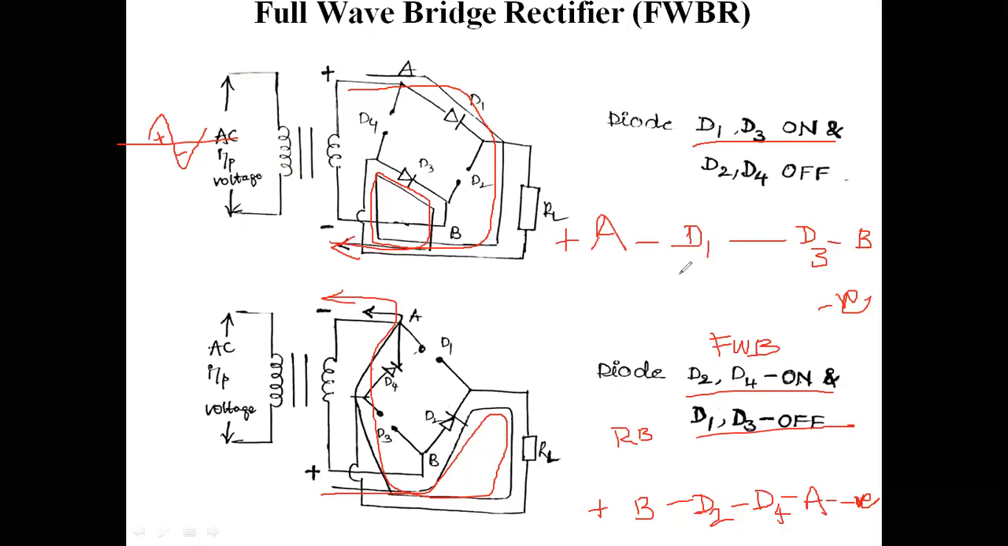In the positive half cycle, diodes D1 and D3 are in on position, and diodes D2 and D4 are in off position. With respect to the negative half cycle, diodes D2 and D4 are in on position, and diodes D1 and D3 are in off position. In this way, we have considered the flow of current from positive terminal to negative terminal.